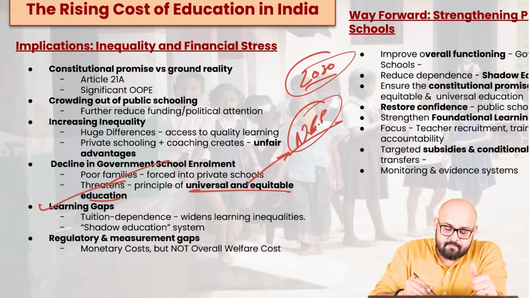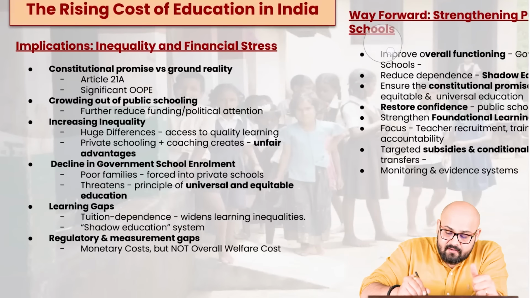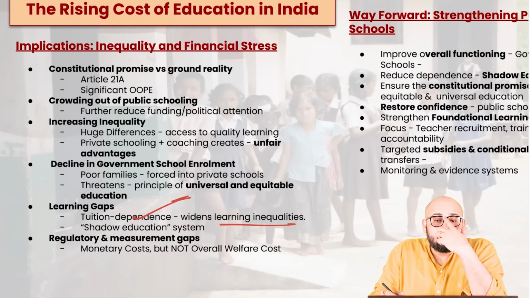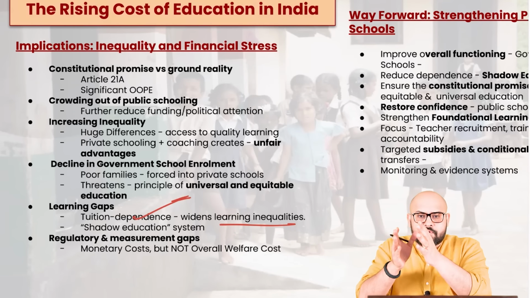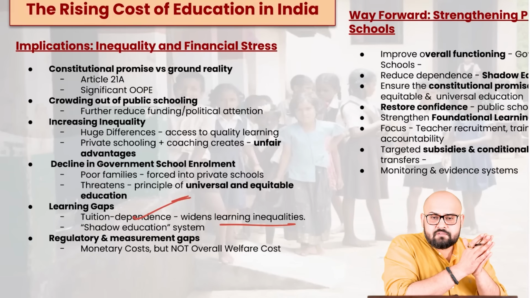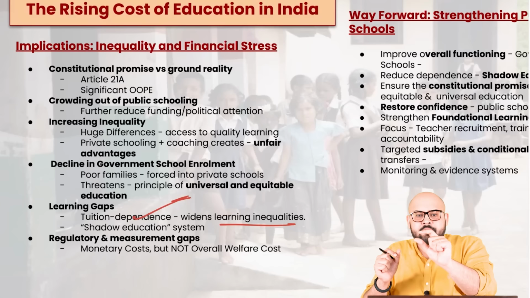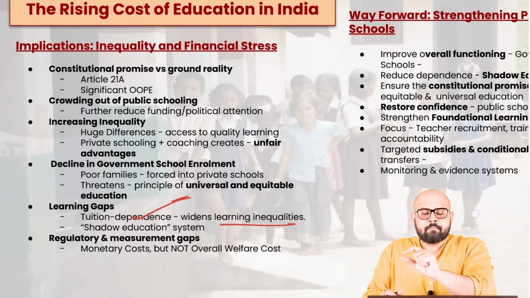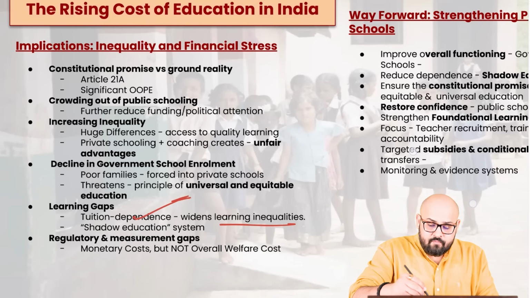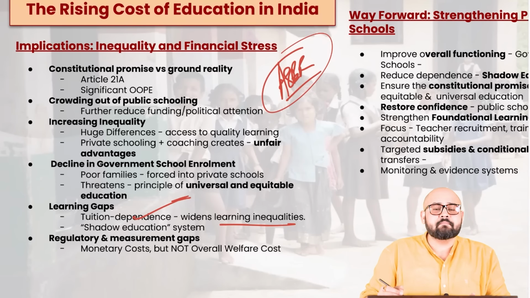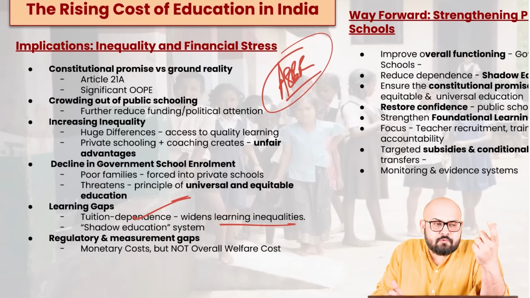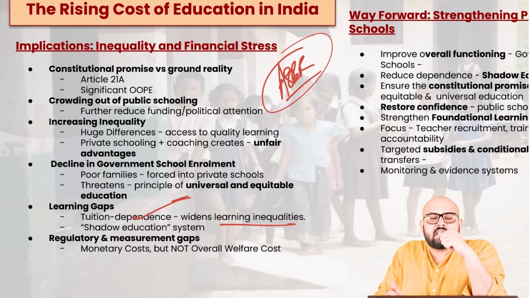Then we have learning gaps. See, if the children are more inclined towards these tuitions, then this would widen the learning inequalities. First of all, fewer people would be able to afford these private tuitions. And if more and more people are going to these private tuitions, the quality provided in the schools would reduce, be it private schools or government schools. So the learning outcomes would be compromised. We already know, we have the ASER report by the NGO Pratham, which talks about the diminishing learning outcomes of students, especially at the grade of class 3 and grade 5, right?